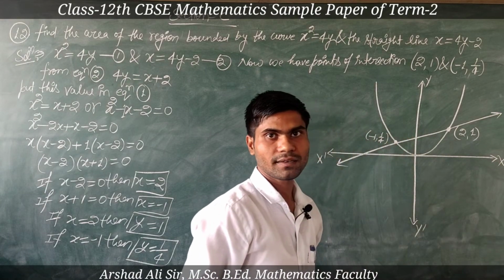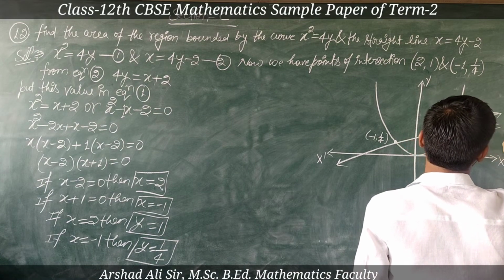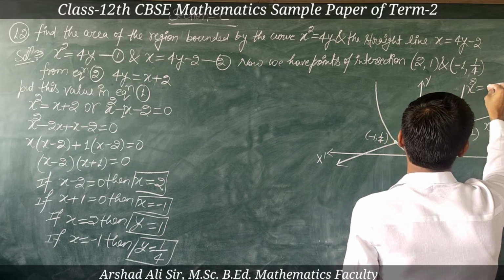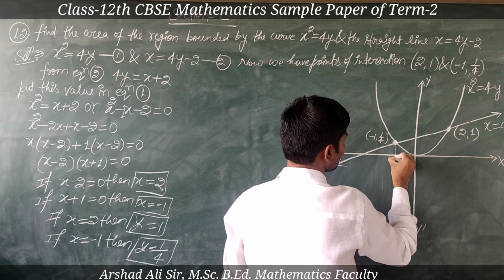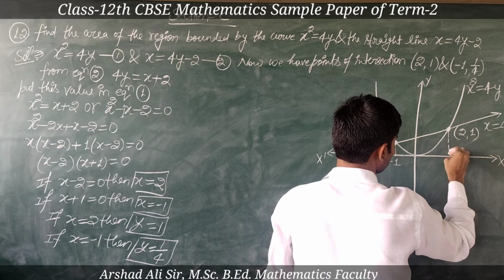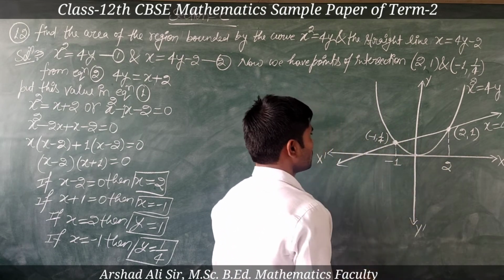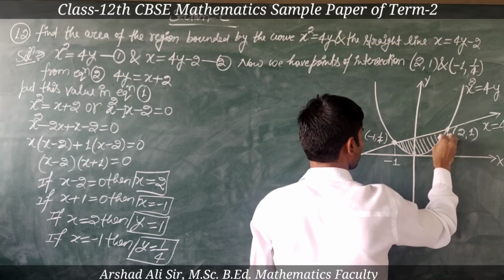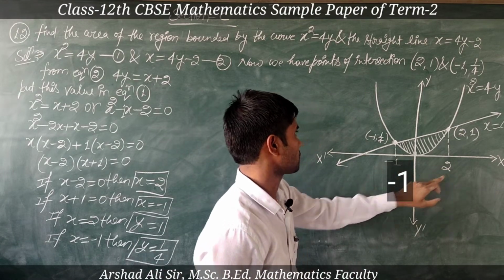But you have to draw the diagram with the help of a scale. So it is the line x is equal to 4y minus 2, and it is the parabola x square is equal to 4y. Okay, it is -1. You can draw the perpendicular. It is -1. Same thing you can apply here. It is +2. Okay, so you have to find the area of this bounded region. Clearly we can see the lower limit is -1 and the upper limit is +2.